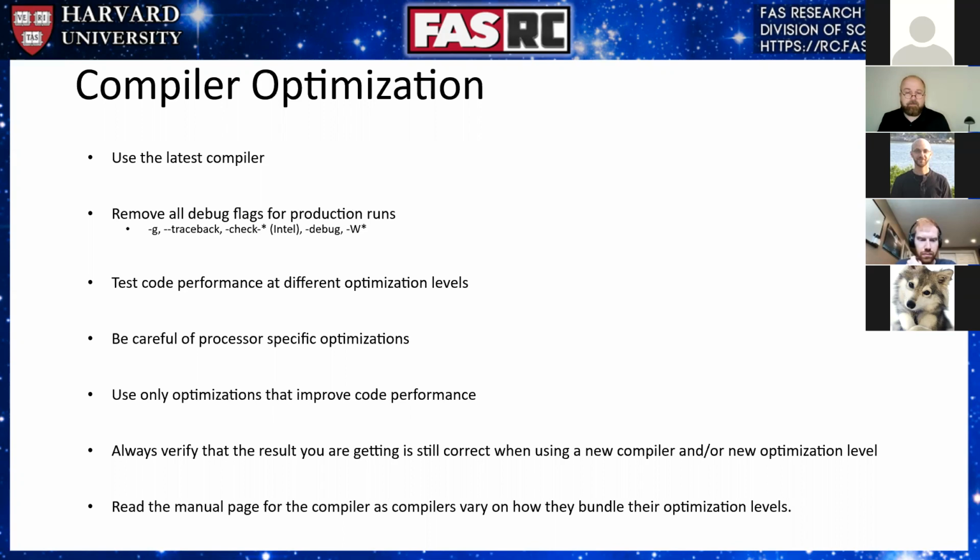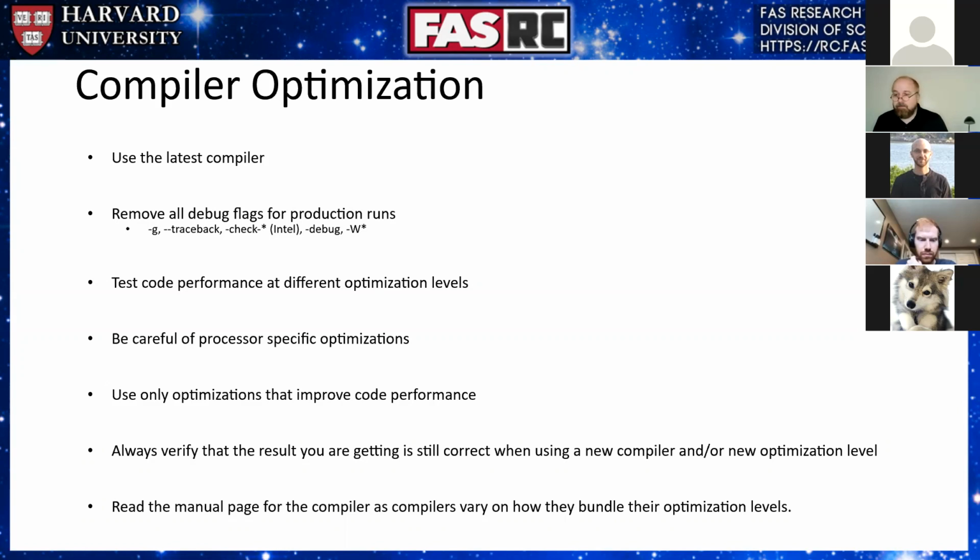So just be aware of that. You want to test your code performance for different optimization levels. As we're going to point out, there are actually 4 different optimization levels you can be in. Each of those have different benefits. And sometimes moving to a higher optimization level may actually give you no benefit.